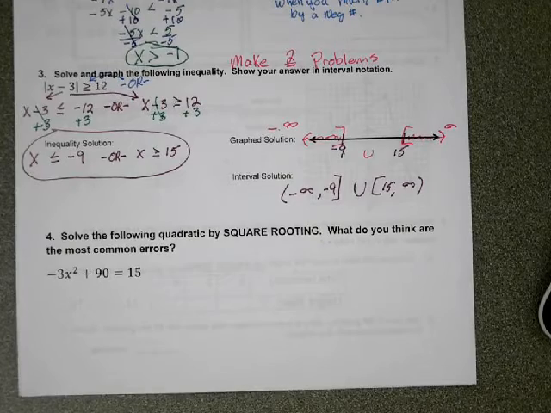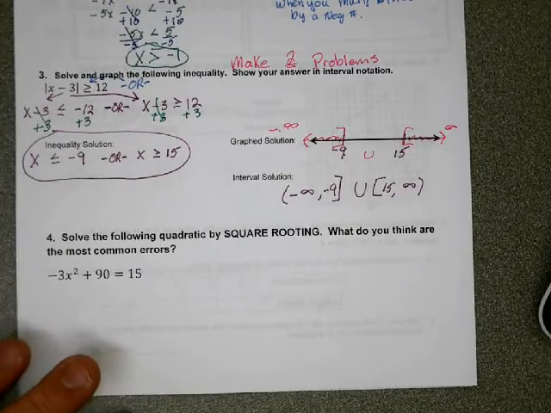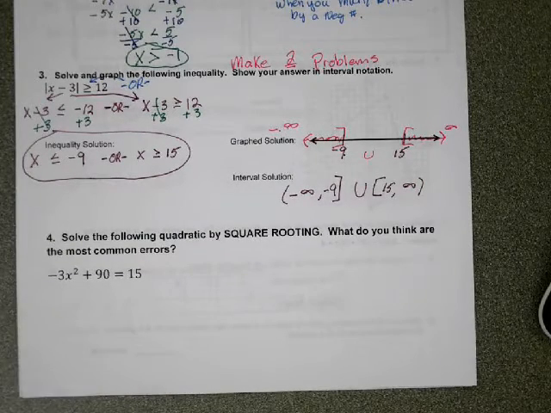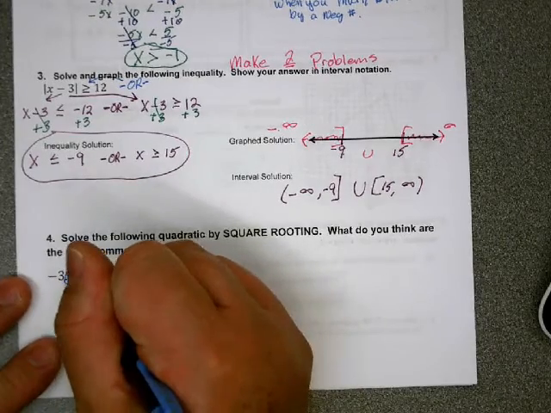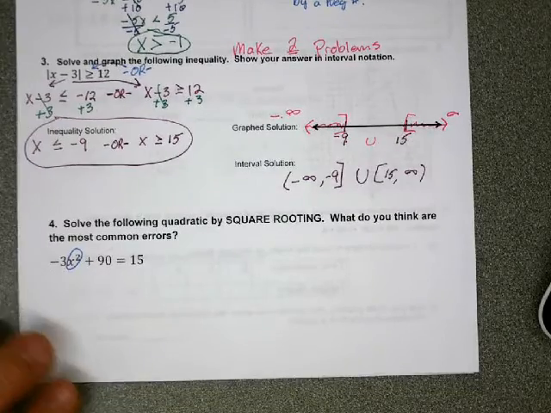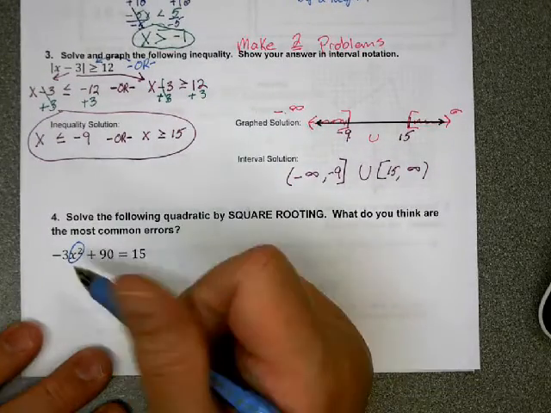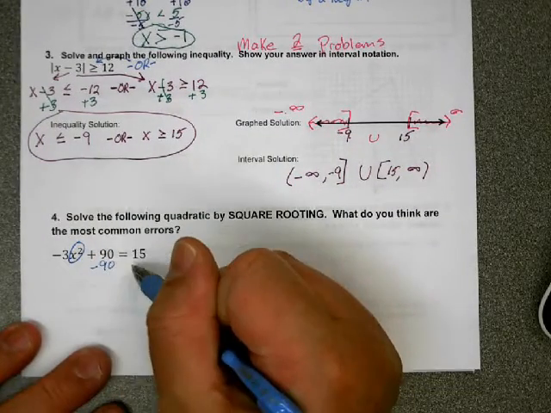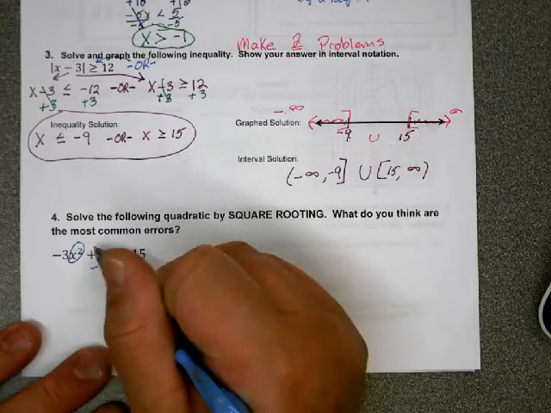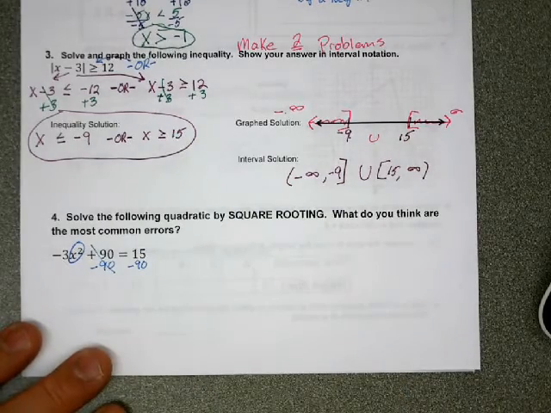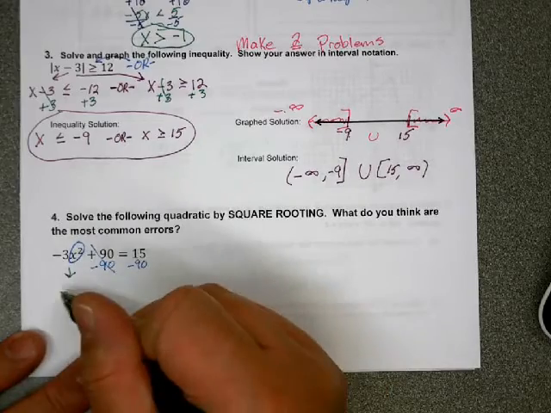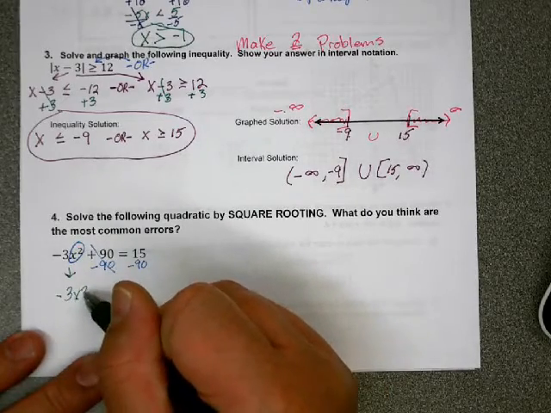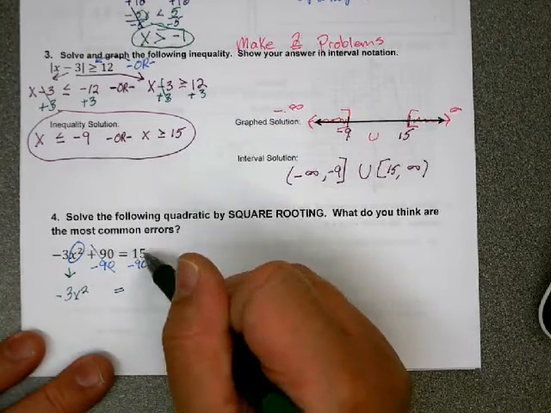Okay, number 4, solve by square rooting. This was the easiest one of the 4 methods we did, right? You have to get this x squared by itself. So you might as well just get that term by itself by subtracting 90 from both sides. So that leaves me with the negative 3x squared equals negative 75.